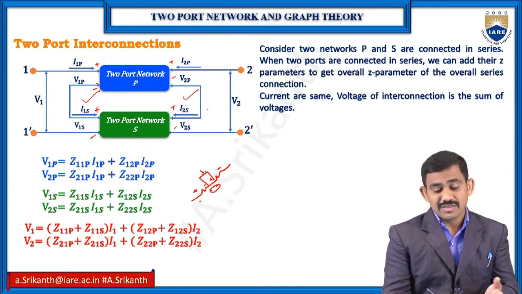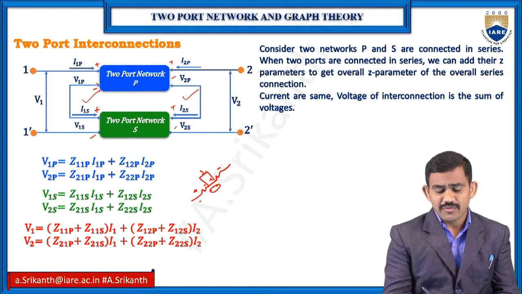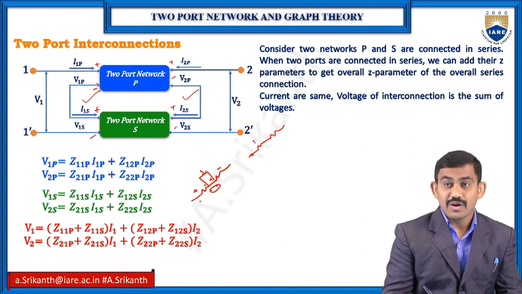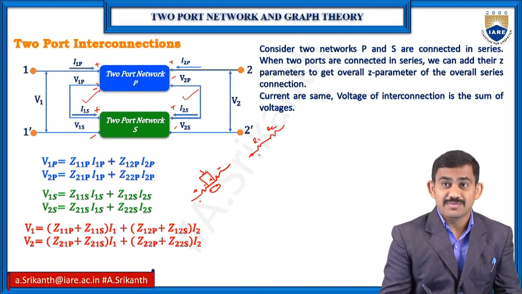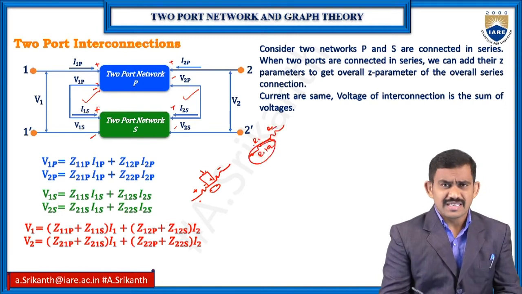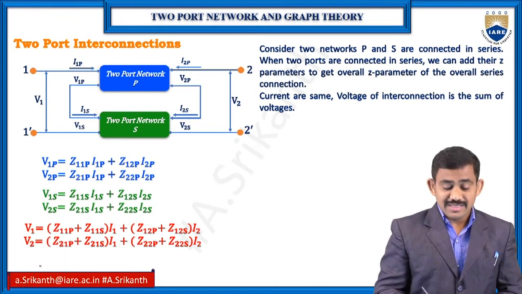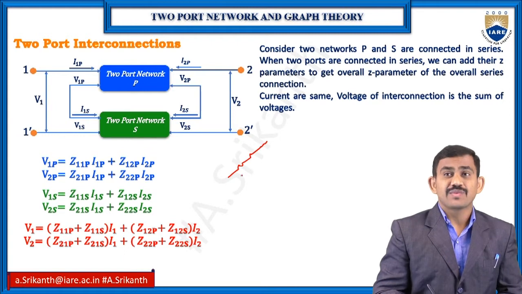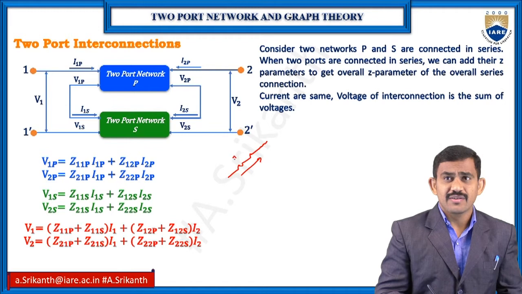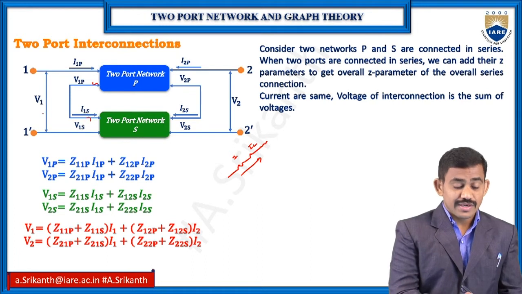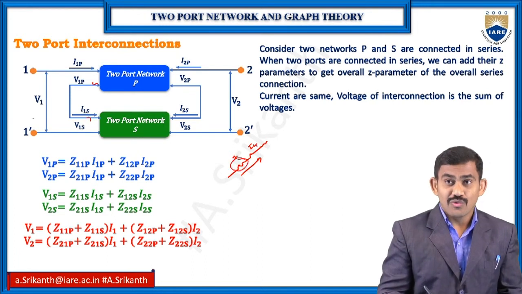When two port networks are in series, we have a formula. Generally, when two resistors R1 and R2 are connected in series, we get R1 plus R2. But here two port networks are connected in series. In series, what is the same? The current is the same. Which current do we have here? The same current here, and the same current here. That means the voltages are different. The voltage drop here is different, and the voltage drop here is different.